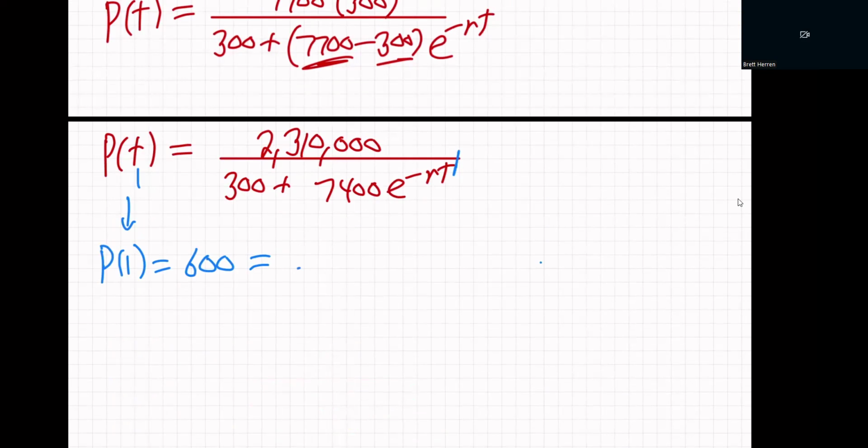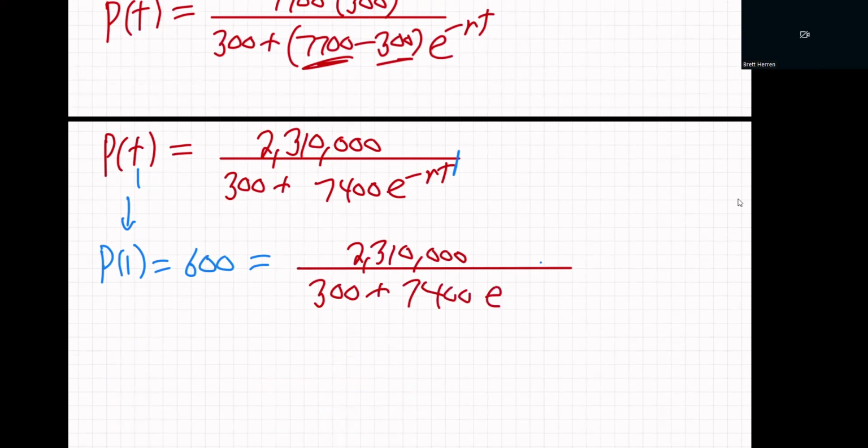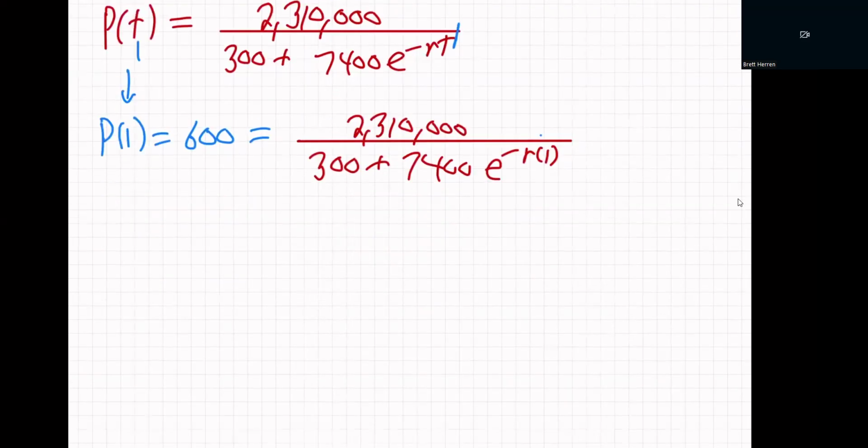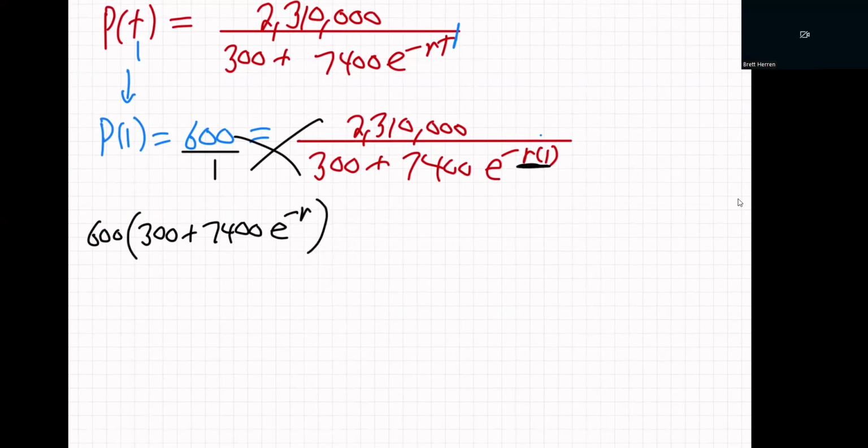Oops, that was a mistake. 2,310,000 over 300 plus 7,400 e to the minus r times 1. So I can solve this for r now. How do we do that? It's a little easier said than done. Put this over 1, go diagonal. So I'll get 600 times 300 plus 7,400 e to the minus r, r times 1 is just r, equals this times this.